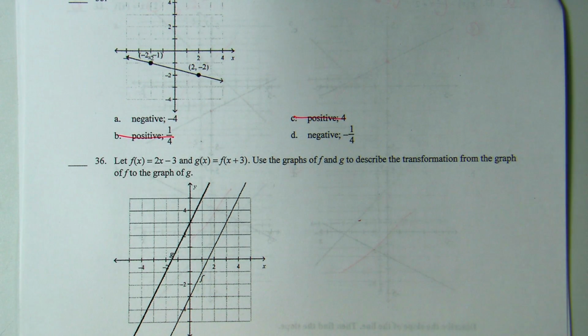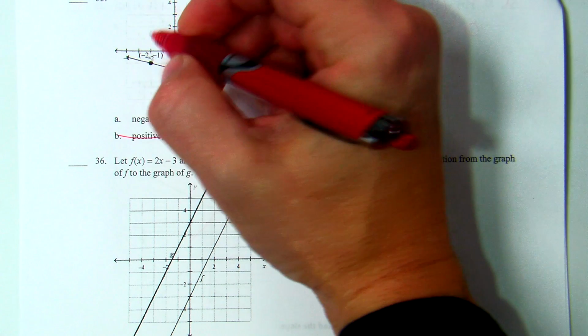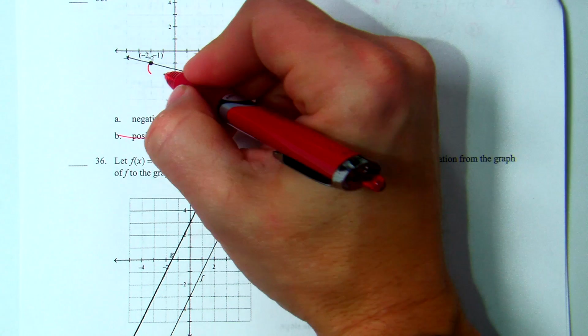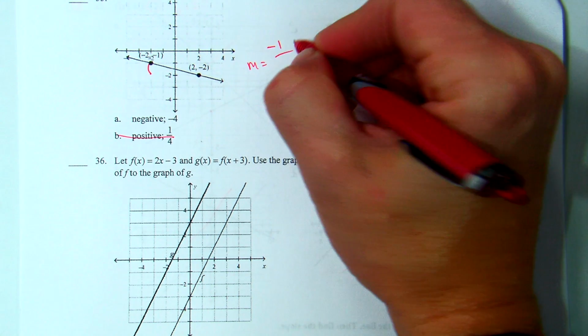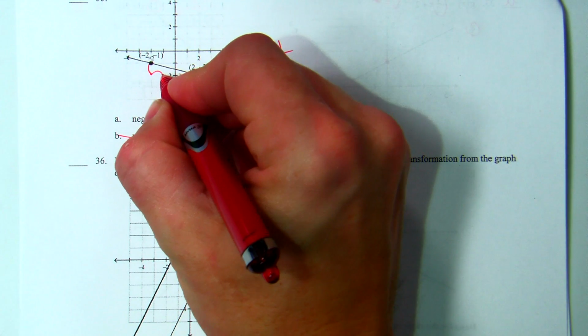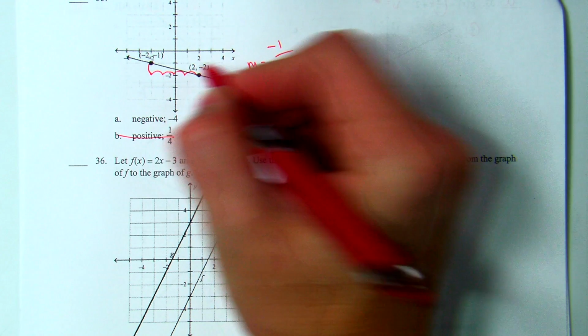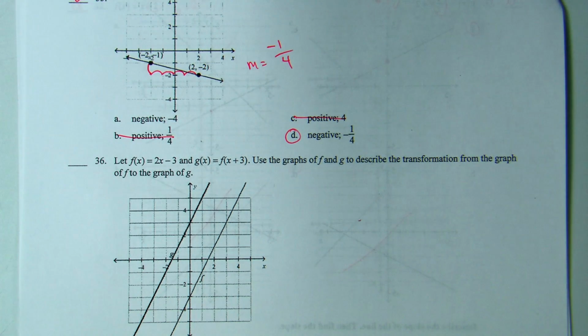It's a negative slope. From the graph, we can take these 2 points and we can just use the grid to help us find the slope. We're going to go down 1. So the slope is going to be down 1. Change in y is going to be a negative 1. Change in x is going to be 1, 2, 3, 4. So we're looking for a negative 1/4 slope, and that's going to be D for the answer on 35.